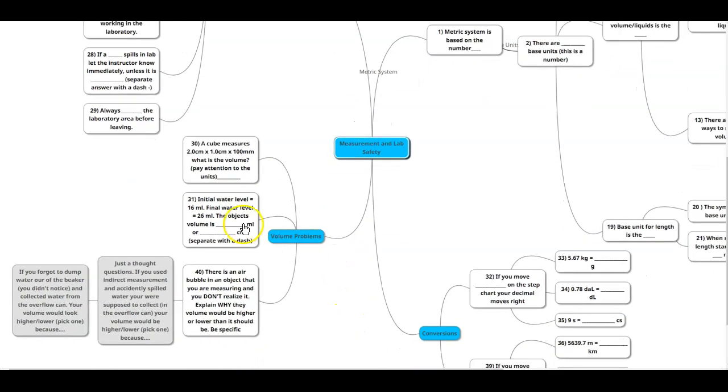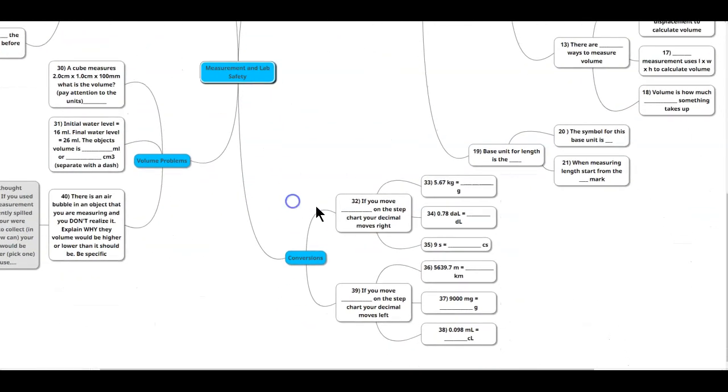All right, what about number 31? The initial volume is 16 mLs. It starts off at 16. The final water level is 26 mLs. So what is the object's volume? Well, final minus initial is 10 mLs or 10 centimeters cubed. All right, what about number 32 over here? If you move blank on the step chart, your decimal moves to the right. So if you move to the right on your step chart.